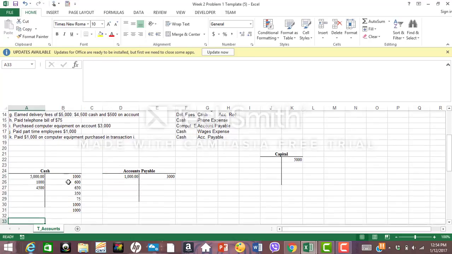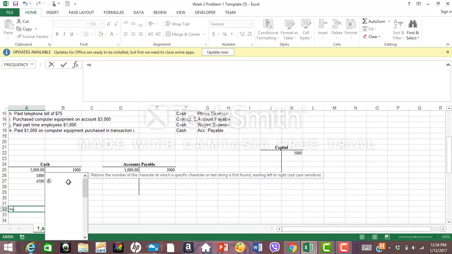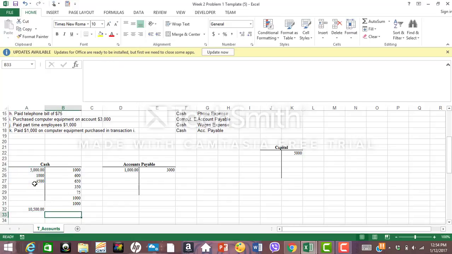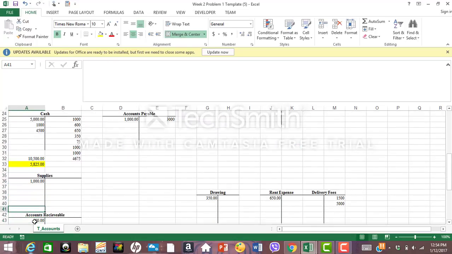Now I'm going to balance each account, so I have the sum of your cash right here. And then I would have to do minus the sum of your credits. And then it would be equal to your debits minus your credits. That equals 5,825, which would be the balance for cash. And obviously, anytime we add money it's under the debit side, so your positive amount would have to be on the debit side.